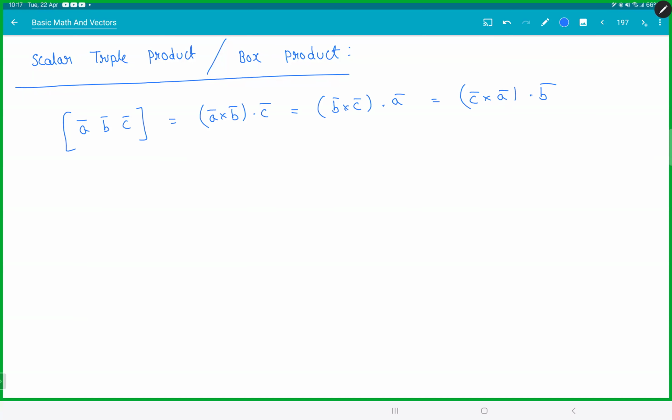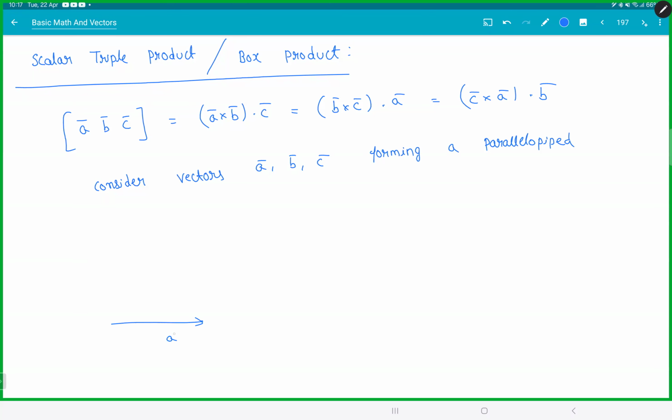And why do we call it box? So consider if you have 3 vectors, A bar, B bar, C bar, forming a parallelepiped. So in 2-dimension, we call it parallelogram. In 3-dimension, we call it parallelepiped. In 2-dimension, we call it rectangle. 3-dimension, we call it cuboid. 2-dimension, we call it square. 3-dimension, we call it cube. So this is how it looks.